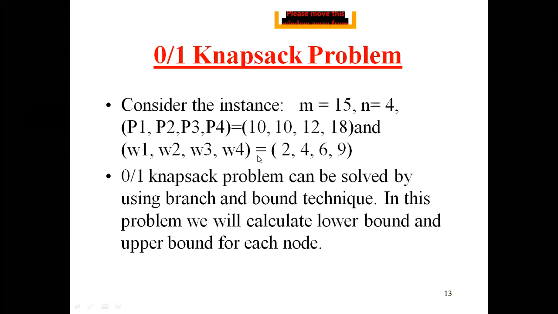Now consider weights. The first object weight is 2 kg, second object weight is 4 kg, third object weight is 6 kgs, and fourth object weight is 9 kgs. So what is given? The capacity of the bag, number of objects, profits of each object, the profit vector, and the weight vector, the weights of the objects.